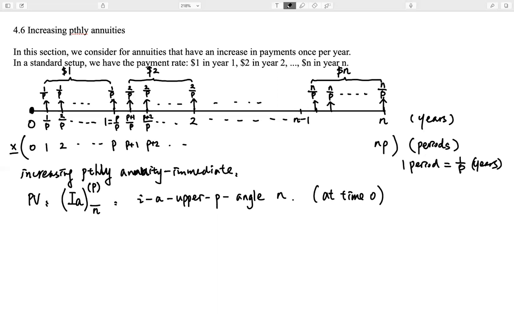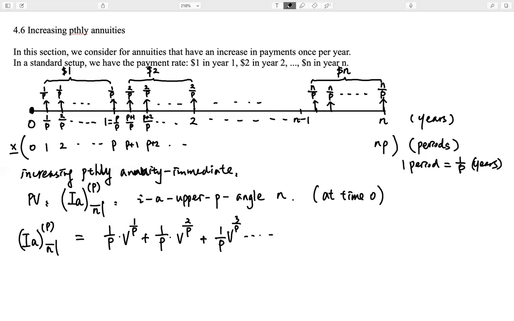Of course, the standard way of analyzing is to draw the timeline, which we already did, analyze the payments, which we already did, and then write down everything nicely, one by one, in a complete sequence. The first payment is 1 over p. I discount by v to the 1 over p. The second payment is also 1 over p, but it's paid at 2 over p, so I have to make the adjustment for discounting.